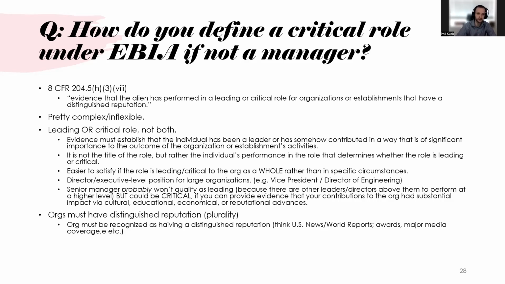The language in the regulation doesn't say "and," right? So not both. Your evidence must establish that the individual has been a leader or has somehow contributed in a way that is of significant importance to the outcome of the organization's or establishment's activities. It is not the title of the role that matters, but rather the individual's performance in the role that determines whether the role is leading or critical. It's easier to satisfy if the role is leading or critical to the org as a whole rather than in specific circumstances. So it's not necessarily that it can't be done, right?